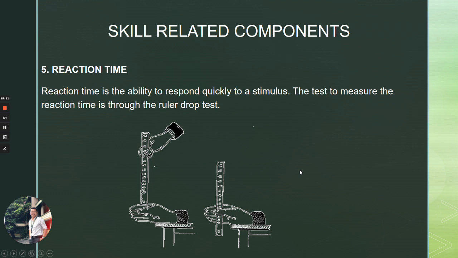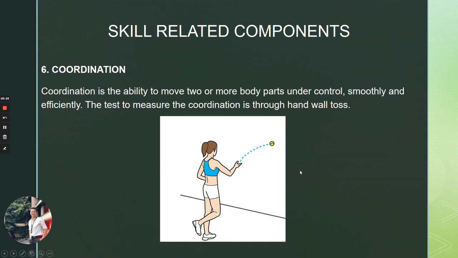The last one is we have the coordination. So, when we say coordination, it is the ability to move two or more body parts under control smoothly and efficiently. Now, the test to measure the coordination is through the hand wall toss. Pwede rin siyang coordination ng hand and eye. No? So, the best way for us to measure this one is through the hand wall toss.